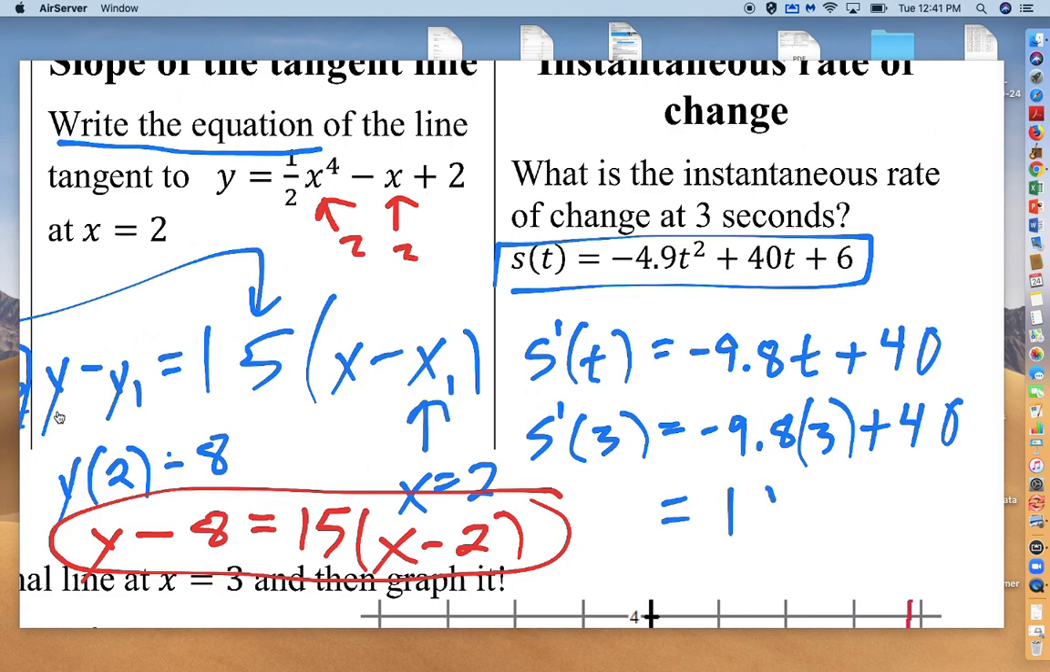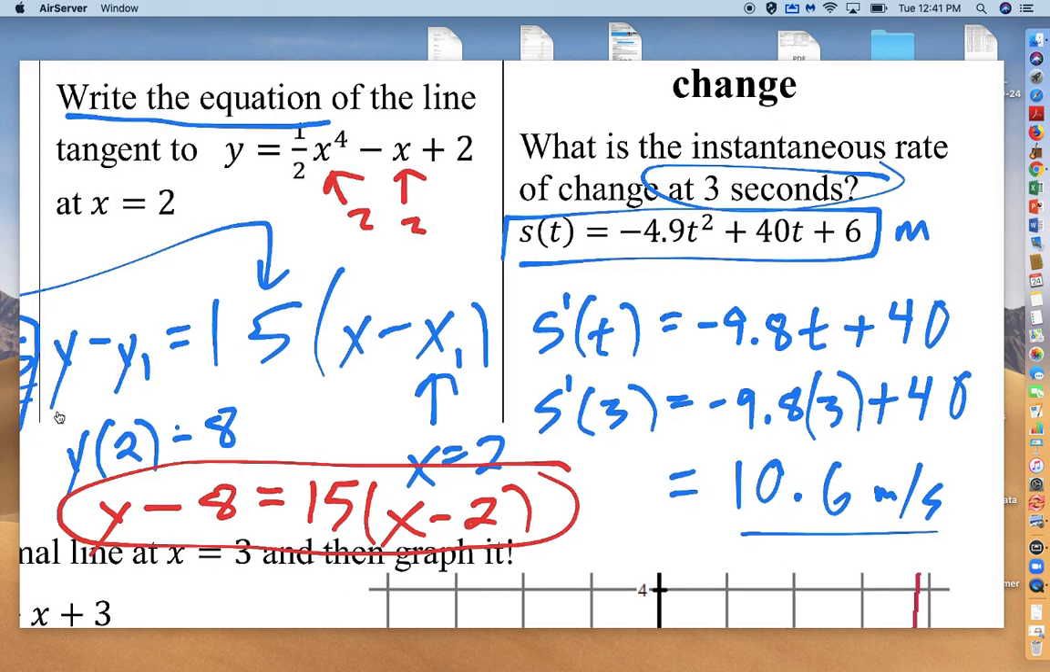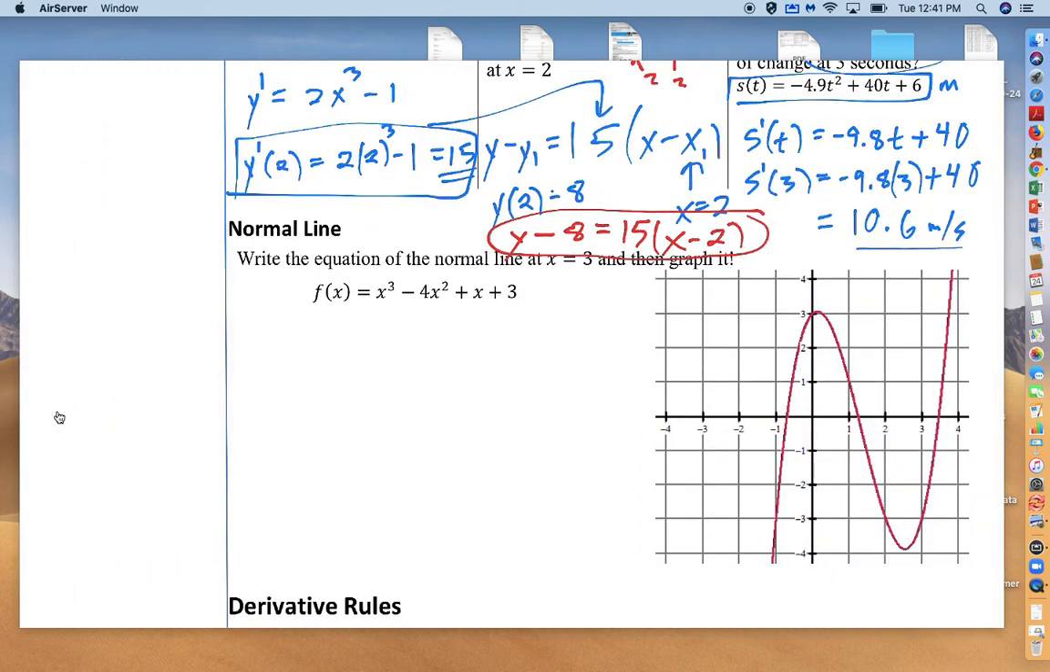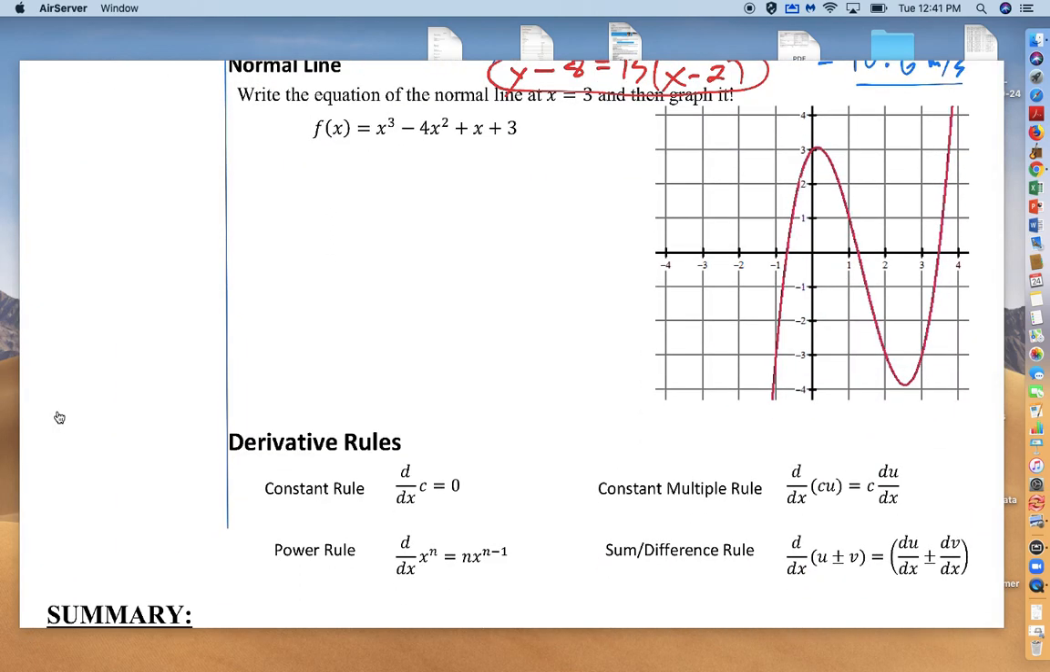So it was 10.6. And it's measured in some kind of unit, so whatever it is, meters per second or whatever. If they were telling us this was in meters and this is in seconds, I don't think it gave us that, but that'd be a reasonable measure, meters per second. We'll talk about normal line in a minute.